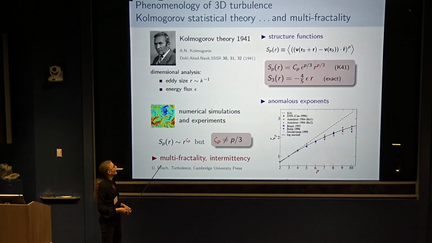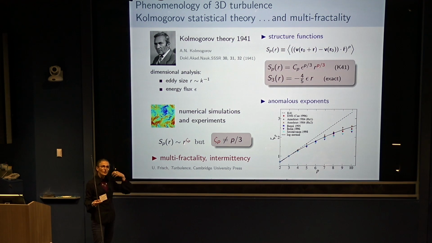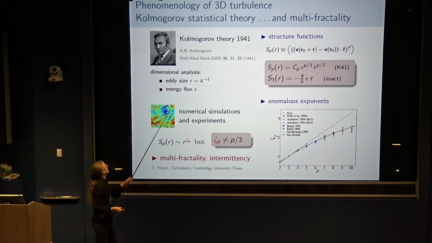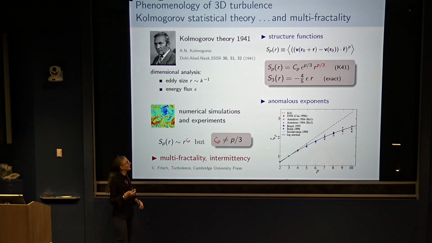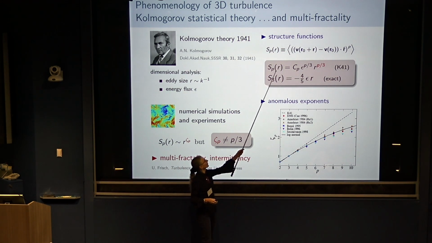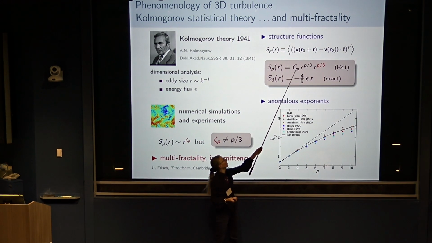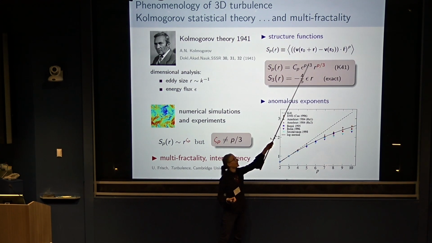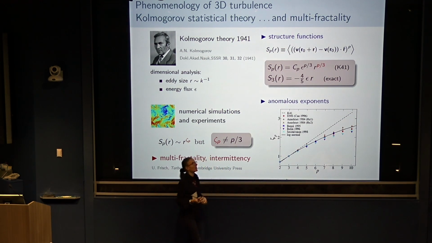Let me start with very simple things. What we are after is a statistical theory of turbulence. Following Kolmogorov's pioneering ideas, if you consider that in the cascade the only relevant quantities are the energy flux and the eddy size, then you find that the structure functions, which are the moments of velocity increments, behave as power laws with an exponent which is linear. Apart from this result for S3, which is exact, the rest comes from dimensional analysis.